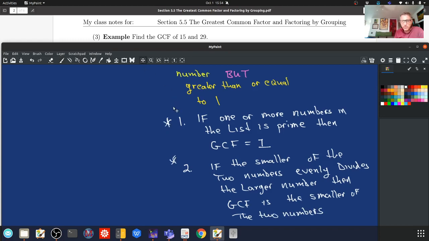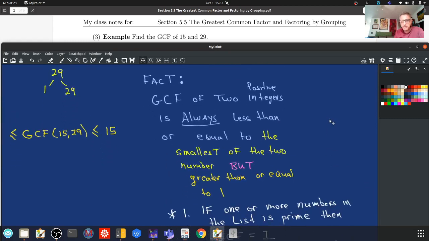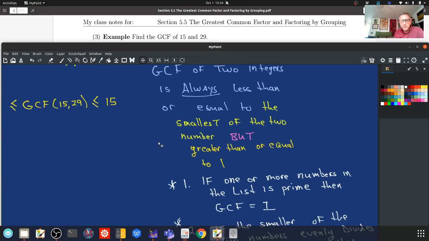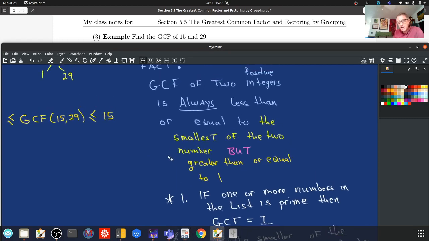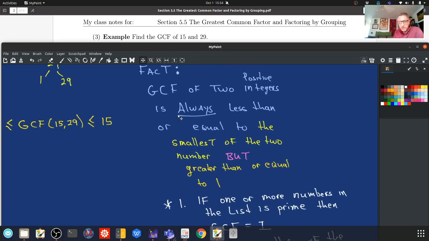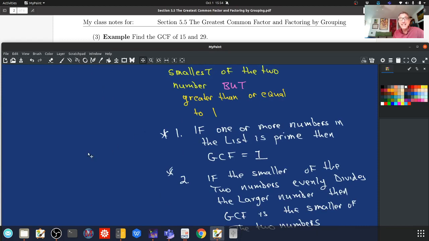So let's review them one more time. When we're talking about just numbers now, positive integers, because when we talked about polynomials, there isn't really a sense of larger or smaller, except by means of degree, this is really restricted to integers. So the GCF of two or more positive integers is always less than or equal to the smallest of the numbers in the list, but it's greater than or equal to 1. It's never 0, never 0. Sometimes we will want to take the negative of the GCF, but that's another story.